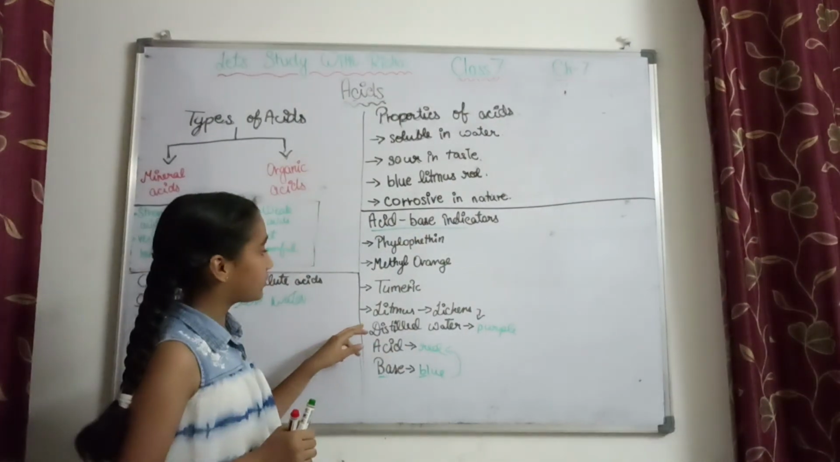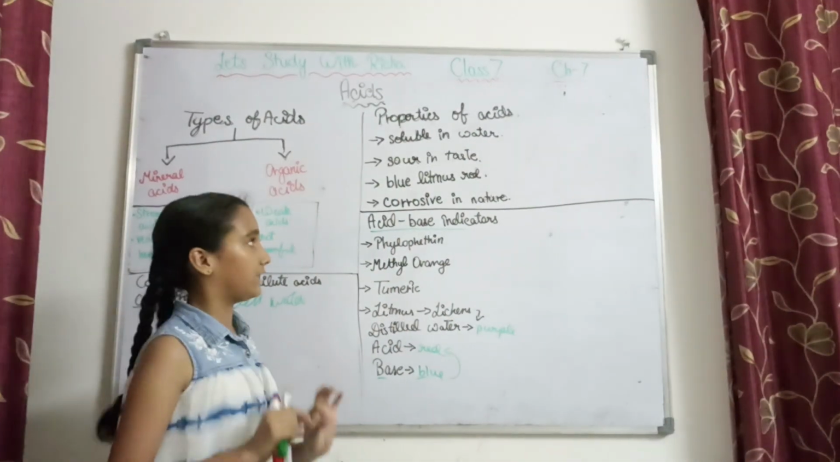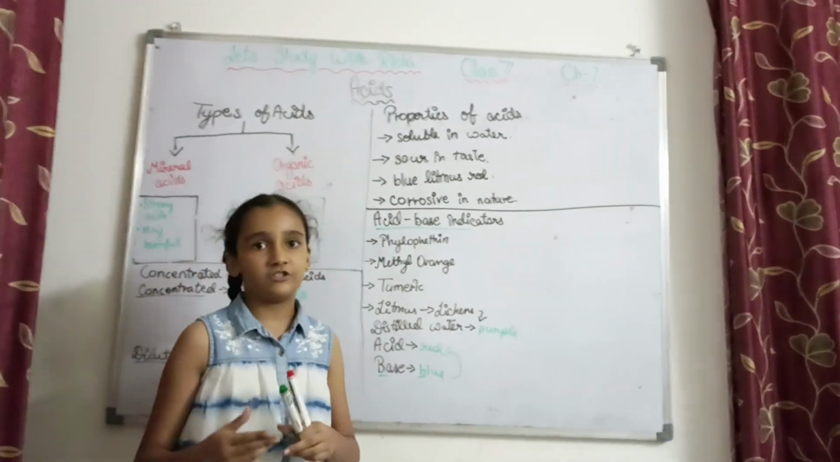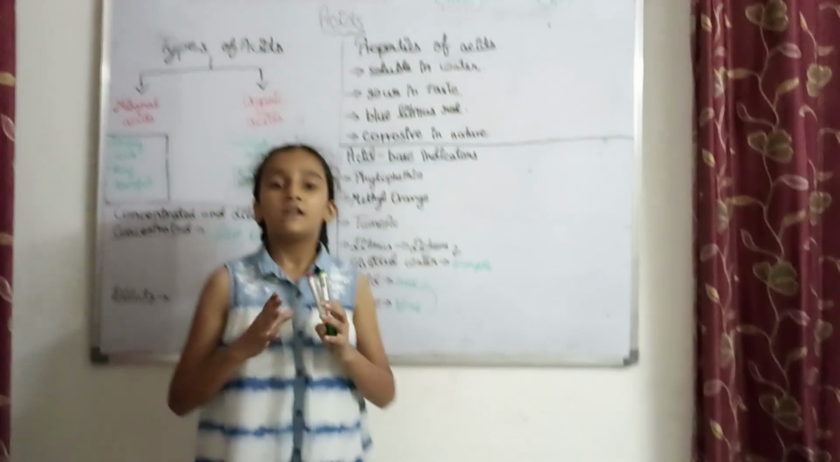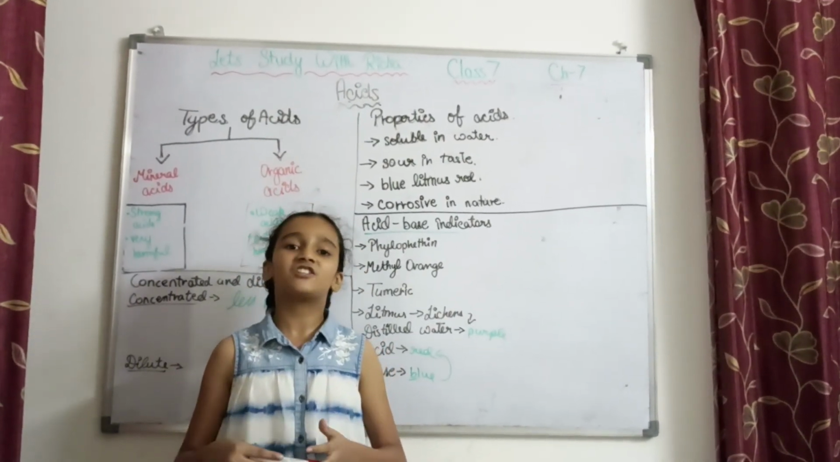Then I just told you about litmus paper. So it turns the blue litmus paper red. And then it's corrosive in nature. Means it can cause disastrous things in nature. It can also burn wood, cotton, water, etc. Now let us learn about the reactions with acids.